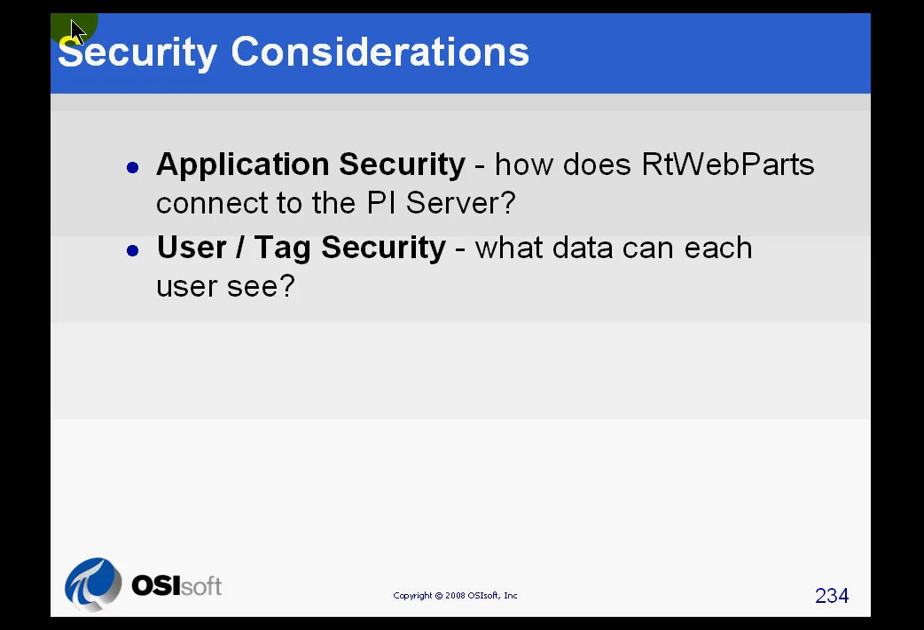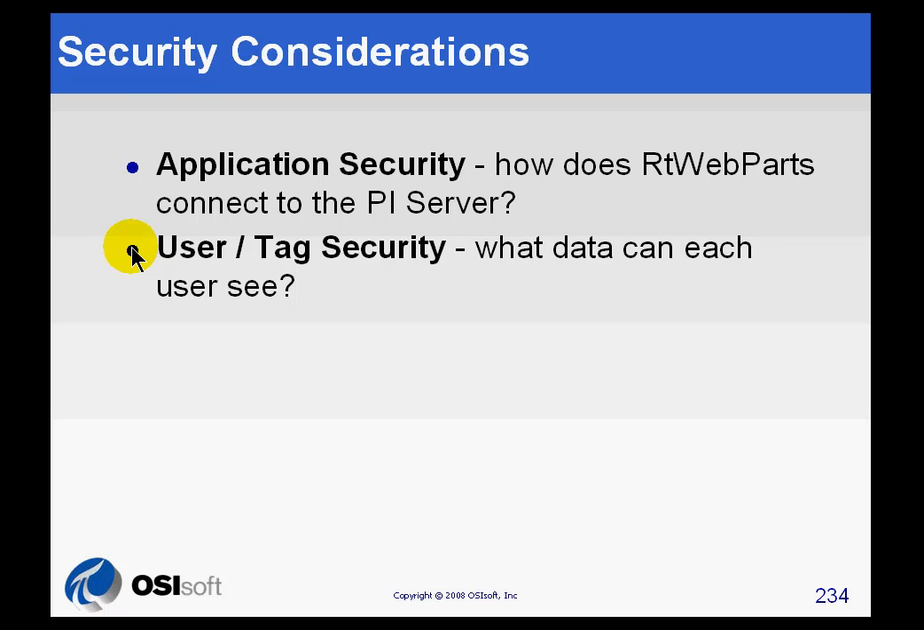Now, so far, we've discussed really only one of two types of security considerations. We've been discussing application security so far. We discussed how the initial connection passes a Windows username and password, and we map that to a trust, etc. That's what we described in the last couple of videos, and we're going to continue discussing that, but now in more detail. After we discuss that, we're going to move on to the issue of user/tag security.